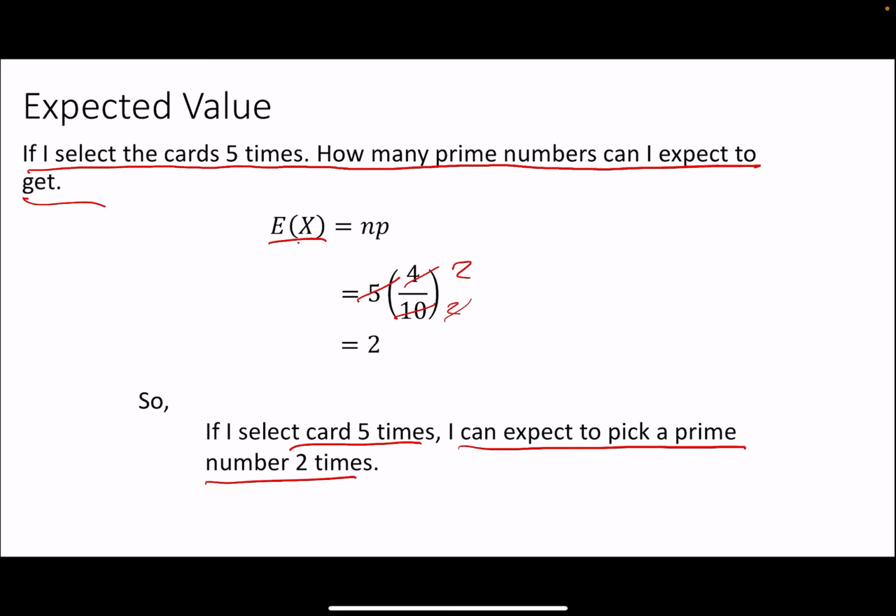So if I repeated this trial an infinite amount of times, I might get 5 sometimes, I might get 0 sometimes, I might get 2 sometimes. But if I averaged all the outcomes, I would get an average of 2 successes. And that's it.